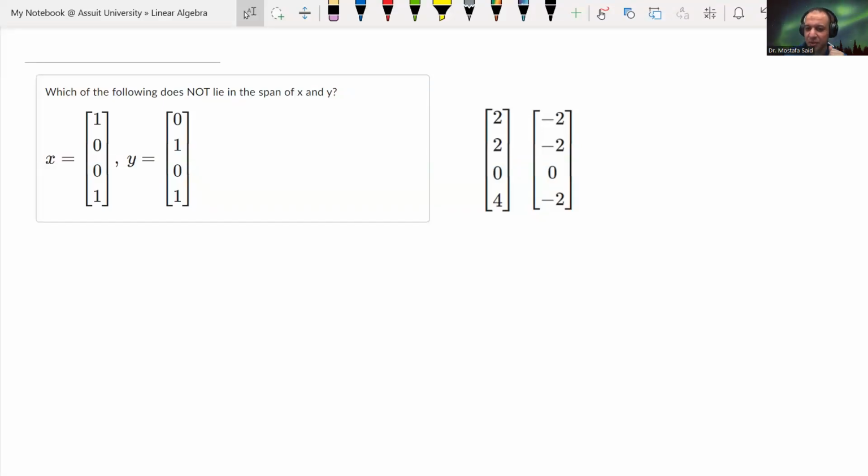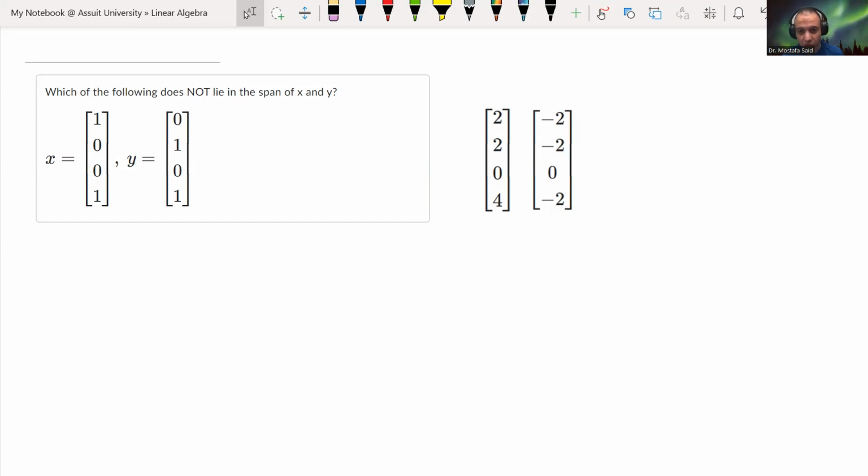Hello guys, in this video we're gonna solve one of the questions that's really very good and very insightful as well. So we learned in this chapter about the span of vectors. Okay, so this question is simple. Which of the following vectors doesn't span x and y?